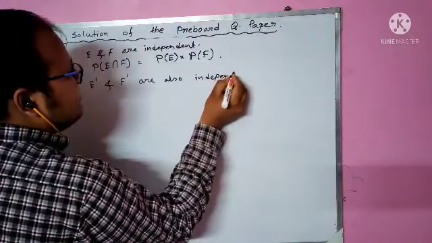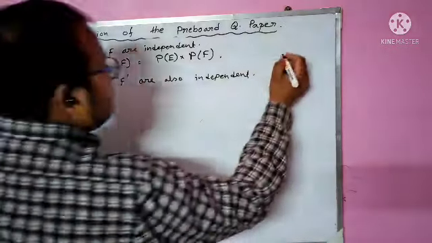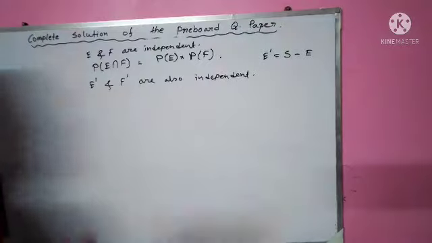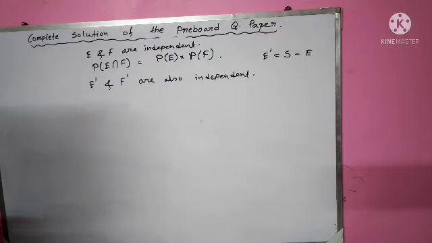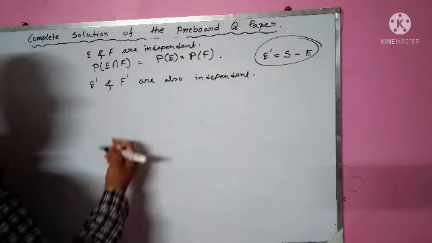By the way, what is E dash and F dash? That is a complement. E complement means total S minus E. That is your E complement. Entire sample space minus the event E. That is your E complement set. Okay, fine. So you need to prove they are independent.